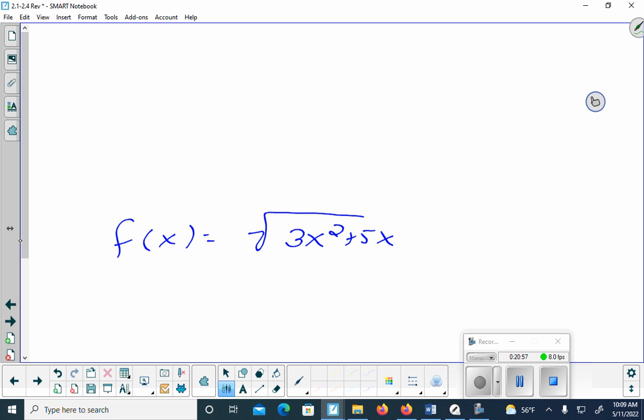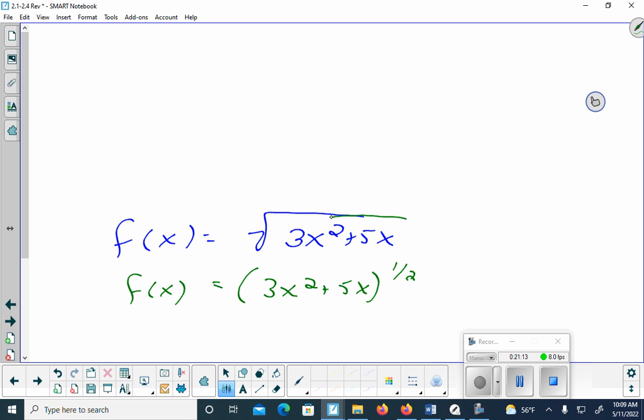Because it's underneath the square root. So technically it's 3x squared plus 5x to the 1/2 power. And then are we good on that one? Do you want to do that one? Or are we good? No, we're good.